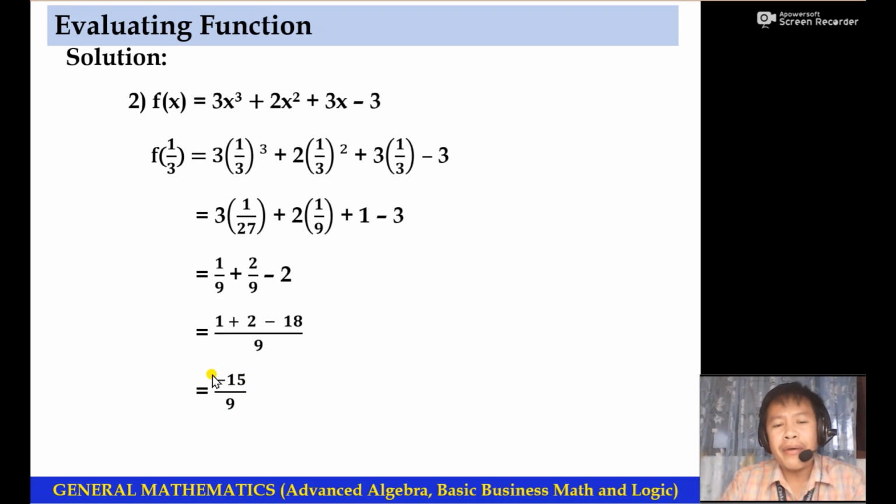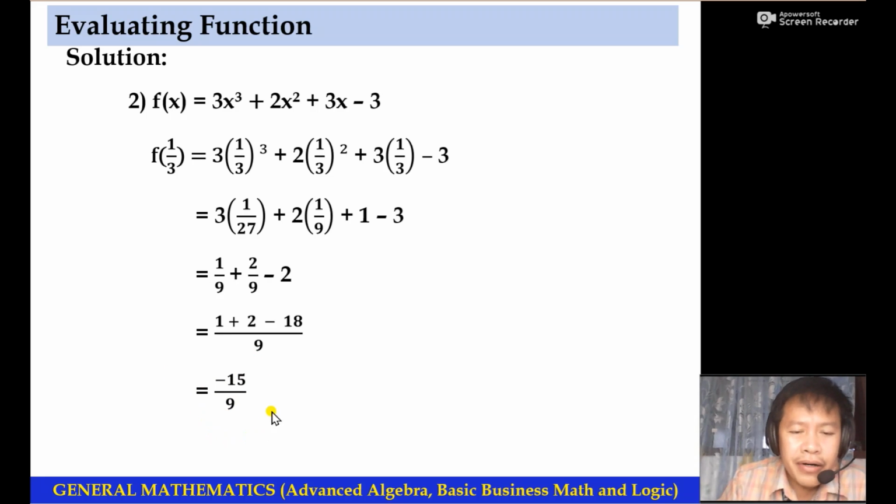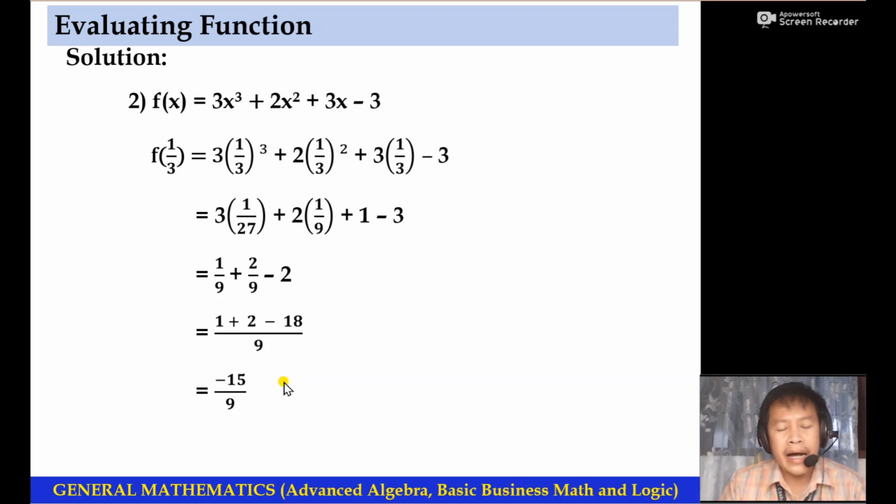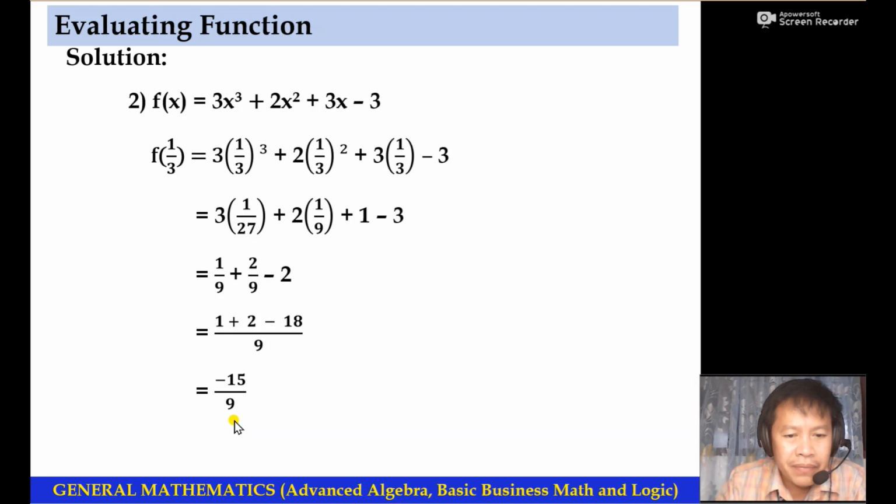Take note, if our answer is a fraction, do not give me a fraction like this one. You are going to apply the rule in which negative divided by positive is negative. Positive divided by negative is negative. And always reduce your answer to lowest terms. You are going to reduce negative 15 over 9 because the two numbers have the greatest common factor, which is 3. Therefore, 15 divided by 3 is 5, and 9 divided by 3 is 3, and the answer is negative 5 over 3.